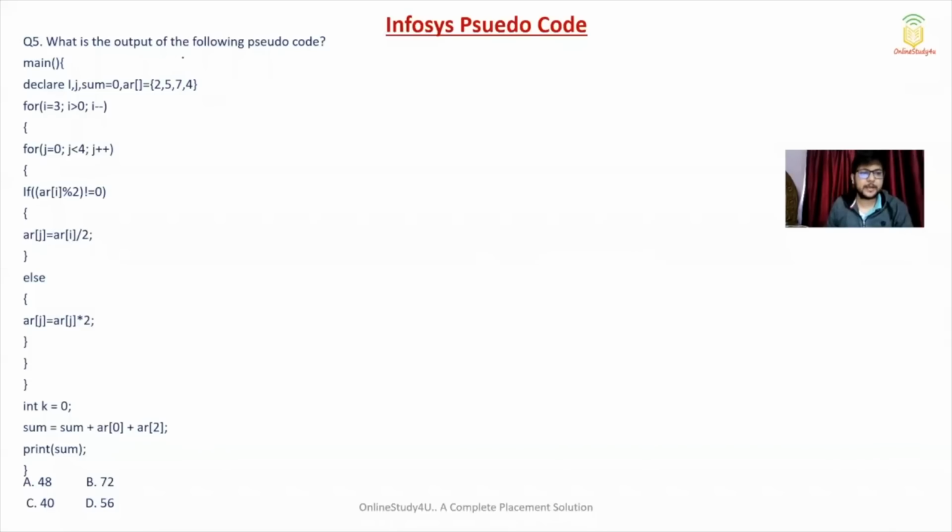In this question also, we have to give the output of the following pseudo code. This code looks a bit overwhelming, but it is not. We'll see how. There are two variables I, j, and then I have some variable which is initialized to 0, and then I have an array which is 2, 5, 7, 4. Let's keep the indexing 0, 1, 2, and 3.